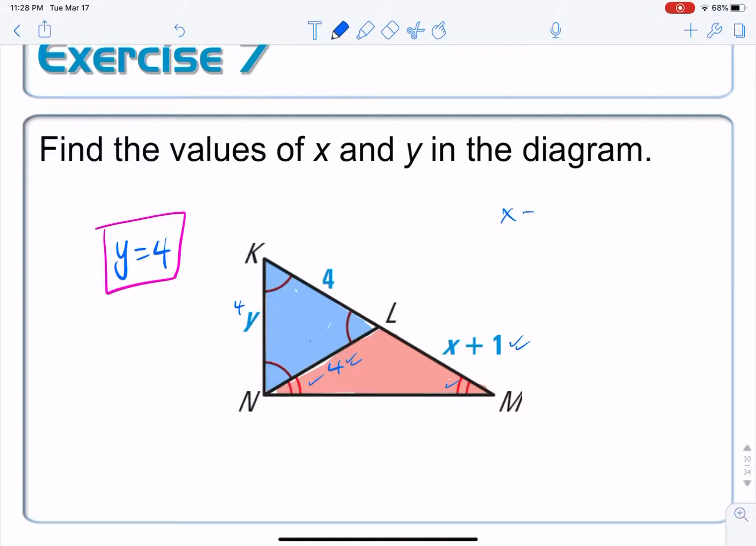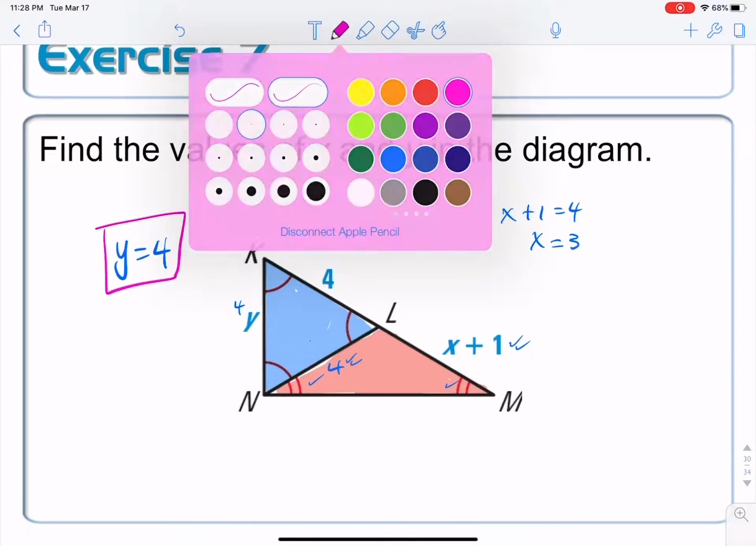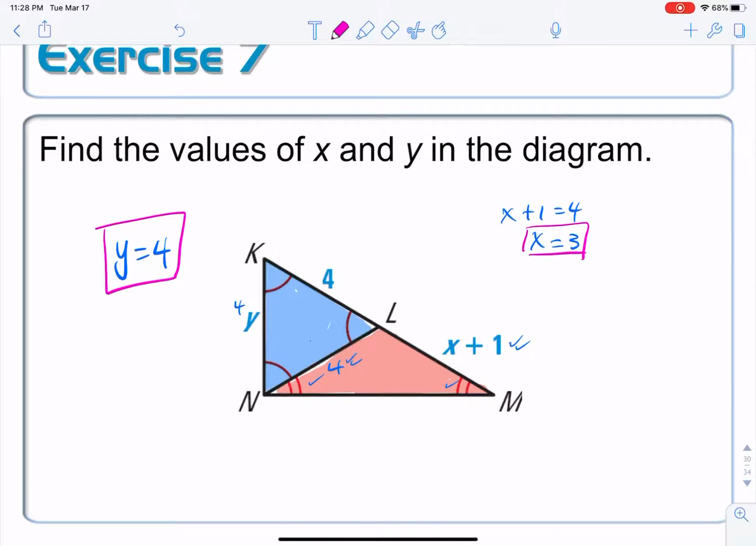So we've got x plus 1 is equal to 4. Man, do you remember when algebra was like this? It was just that simple. And then you were done with it. X equals 3.